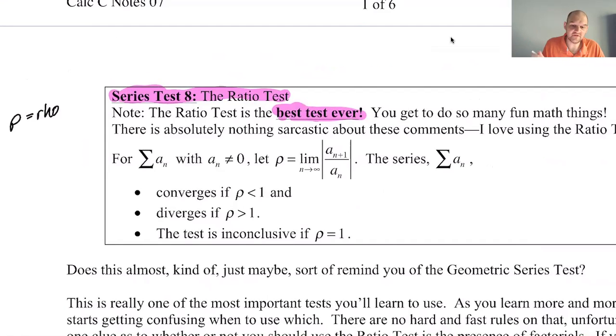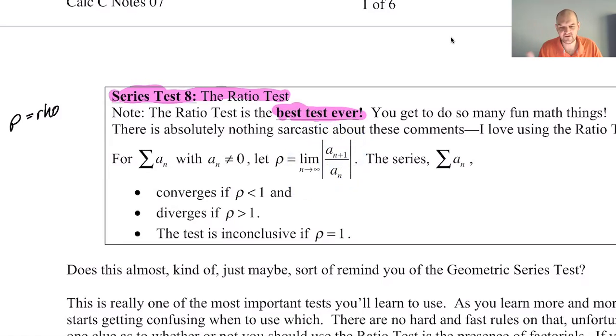We're going to let rho be the limit as n approaches infinity, the absolute value. So notice absolute value, which means you could have positive terms, negative terms. Ratio test doesn't care. Absolute value, a sub n plus 1 divided by a sub n. That's why it's called the ratio test. You find the ratio of consecutive terms, right? If a sub n is your term, then a sub n plus 1 is the term after it. It's the ratio of consecutive terms. Very geometric. Feels like a geometric type thing. So we're going to let rho, or r, or the ratio, be the limit as n approaches infinity, the absolute value a sub n plus 1 over a sub n.